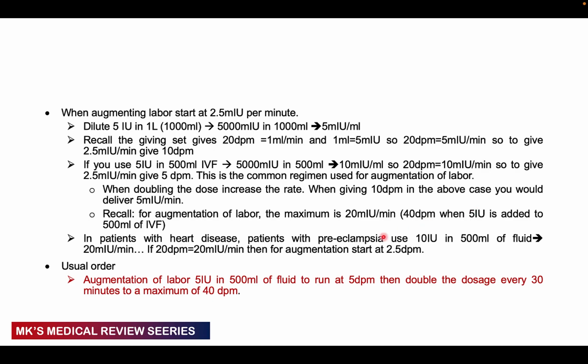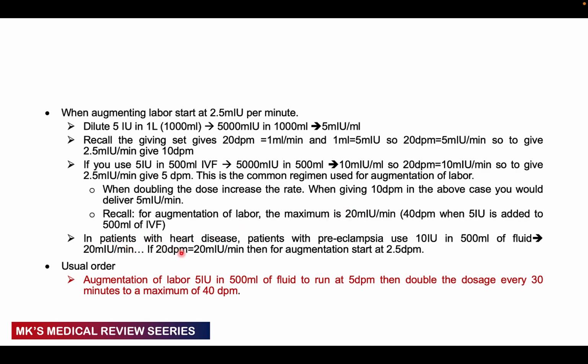So in patients that have cardiac disease, we can actually even give them small amounts of fluid rather than diluting the oxytocin in larger volumes of fluid, because we don't want to overload them. So in these patients with heart disease and patients with preeclampsia, we're often going to take 10 international units and add it to 500 mils of fluid. So this is going to reduce to a concentration of 20 milli international units per minute.